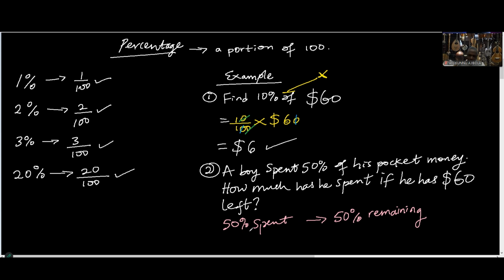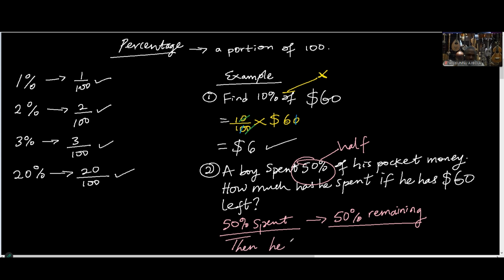Let's assume he has spent 1%. Then you will have 99% remaining. But if he has spent 100%, you will have nothing remaining. Okay? 100% means the whole thing. So 50% means half. So if he has spent half of his money and he still has $60, he has already spent $60 because what he has spent is equal to what he has left.